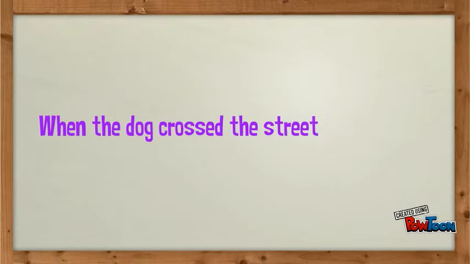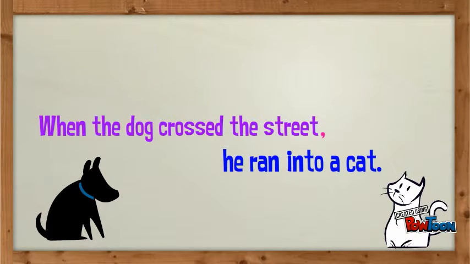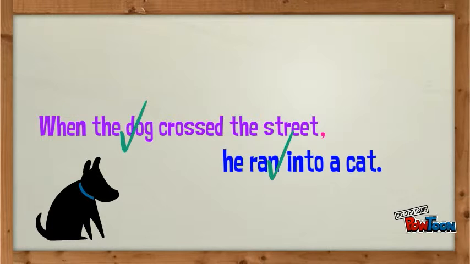Here's an example of a complex sentence. When the dog crossed the street, he ran into a cat. The dependent clause is, when the dog crossed the street. The independent clause is, he ran into a cat. The two are linked by a comma, and the subordinating conjunction is when.